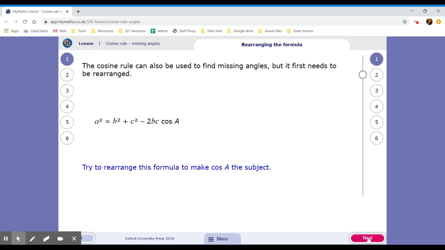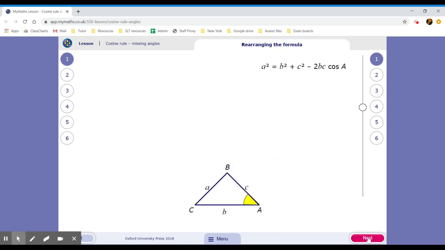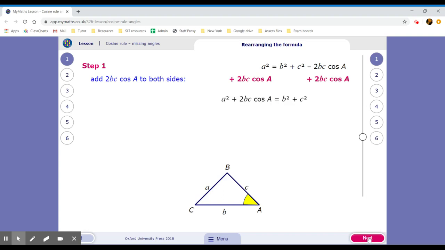Okay, right, so let's have a look at how we can actually rearrange this particular equation. Well, the first thing we need to remember is this 2bc cos A is all attached. All right, and as I would say in class, I don't like the fact that I've got a negative, so I want to deal with that first of all. So instead of having a negative 2bc cos A, I'm going to add the 2bc cos A to both sides. That will give me this equation then. And remember, it's the cos A that I'm trying to get by itself.